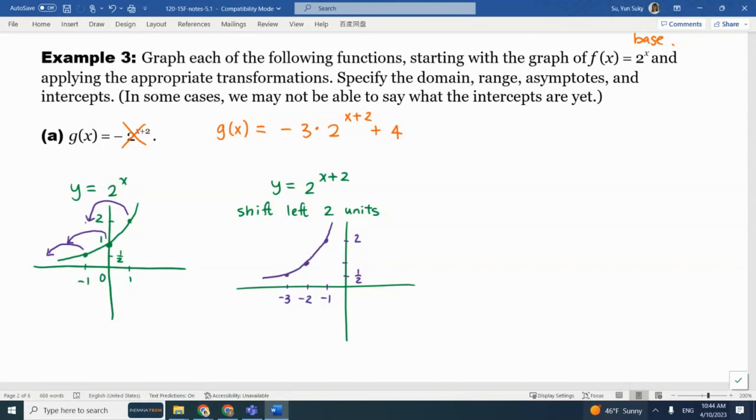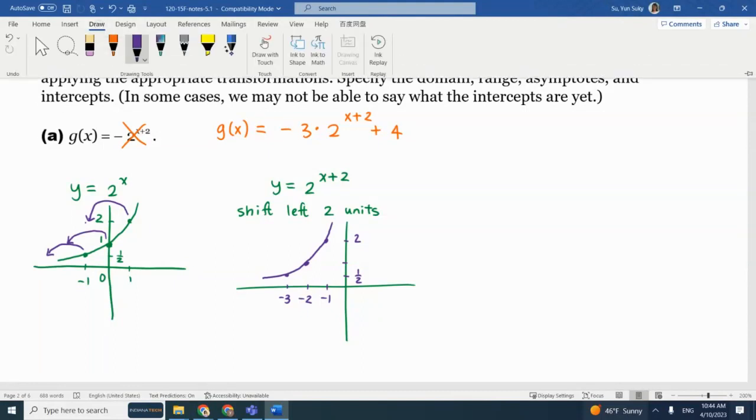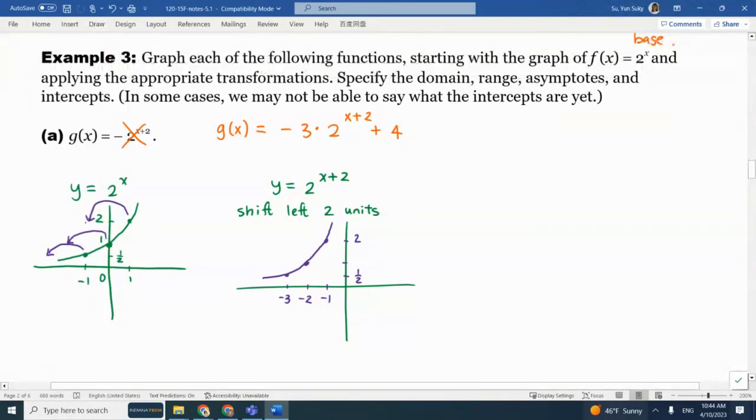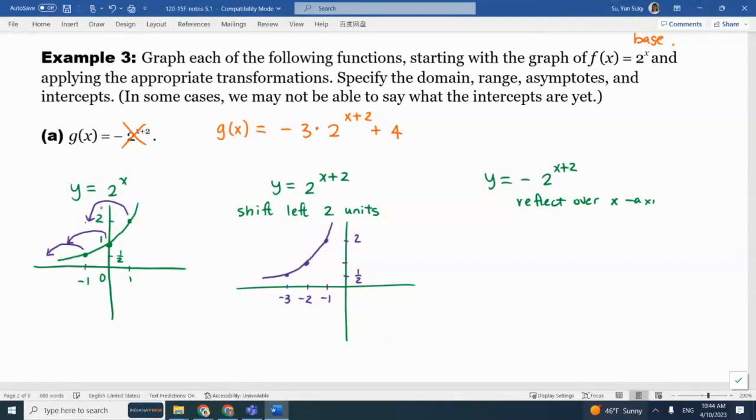So we have 3 key points. For those 3 key points, you shift to the left 2 units. Is that okay, everybody? Yeah, take notes. All right, what is the next transformation? Do you see a minus sign in front of x? No. Do you see a minus sign in front of the whole function? Yes. So negative 2 to the x plus 2 is reflected over the x-axis.